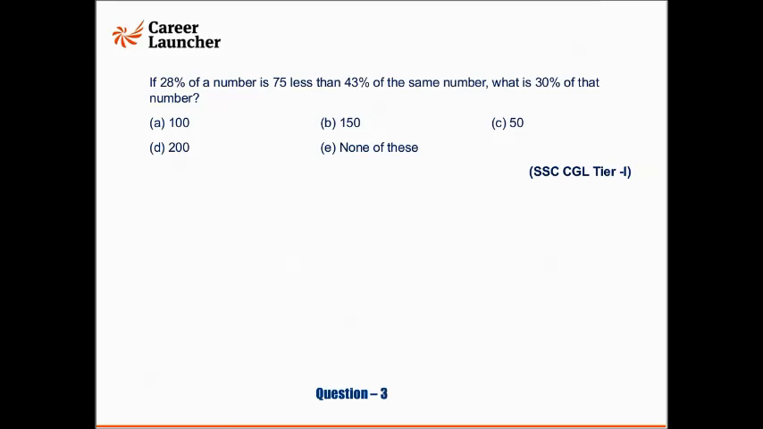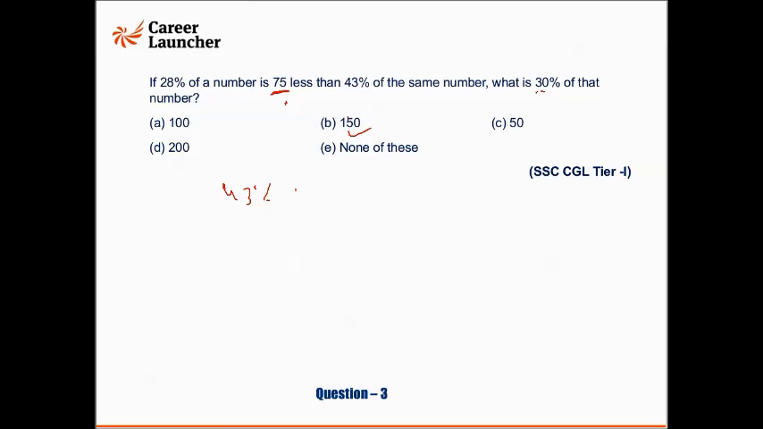If 28% of a number is 75 less than 43% of the same number, what is 30% of that number? See, we don't know the number, but 28% of it is less than 43% of the same number by 75. That is 43% minus 28%, which will be equal to 15%. Correct? 15% will be equal to 75. Okay, 15% is 75, and we have to calculate 30%. That is twice of that. So twice of 75 will be 150, and 150 will be my answer.